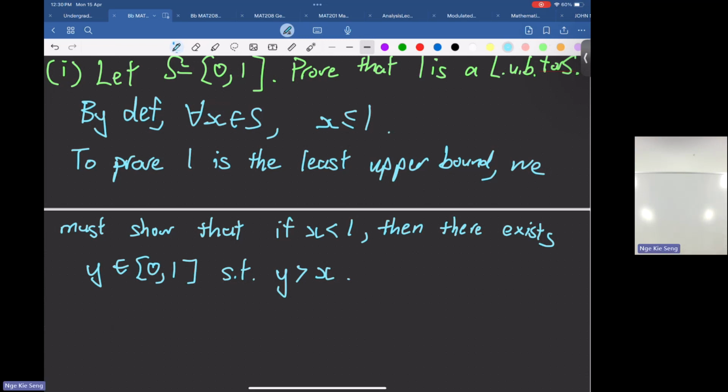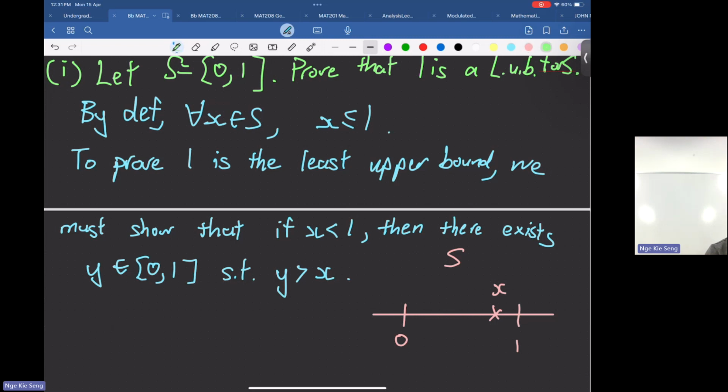This is a technique for analysis. You need to try and draw it. Draw this set. How to draw this set? 0 to 1, like this. Okay. So x is less than 1. So where should x live? Inside the interval here. Let's call it x. So you need to find some y that is greater than this x. So where should the y live? Between 1 and x is enough.